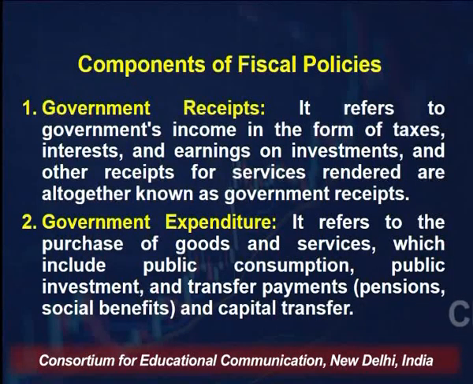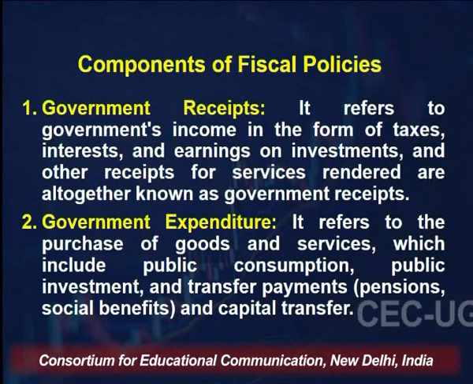Now, it refers to the government income in the form of taxes, interest and earnings on investment, because there are various public sector undertakings which earn profit on their investment, and other receipts for services rendered are altogether known as government receipts. So the total revenue generated by the government through these various sources, that may be taxation, interest income or investment, or against the services rendered by the government. So all this comes under government receipts.